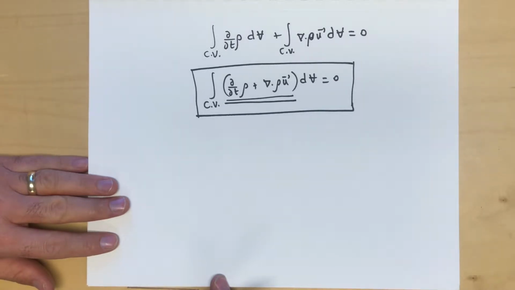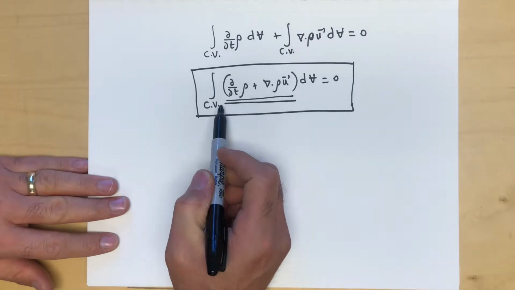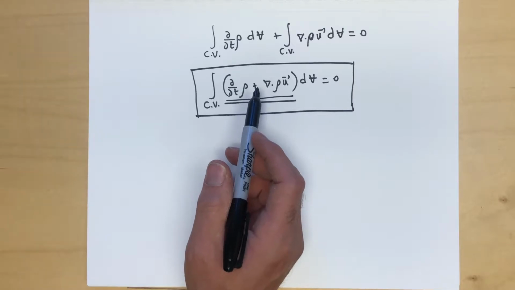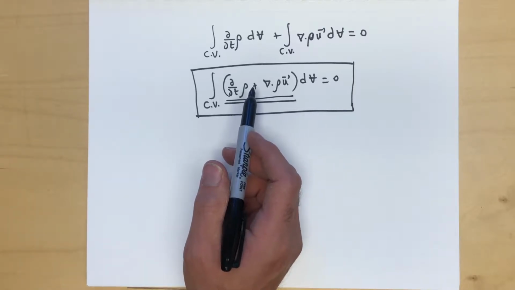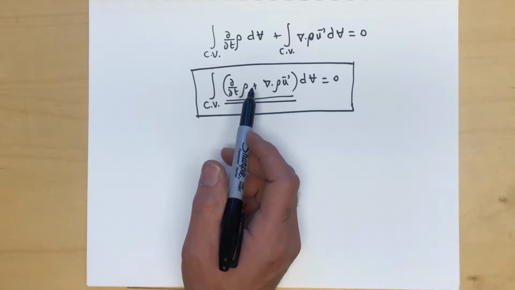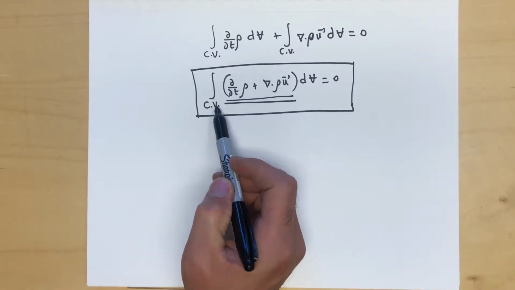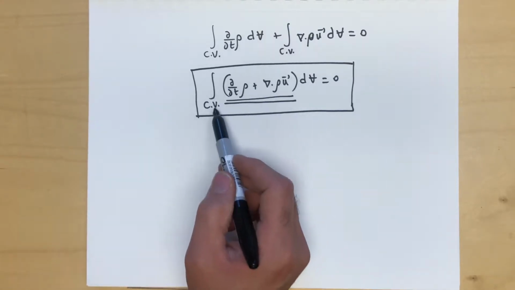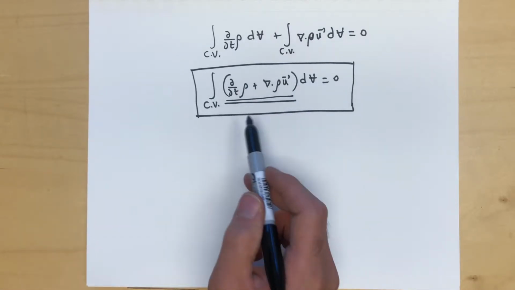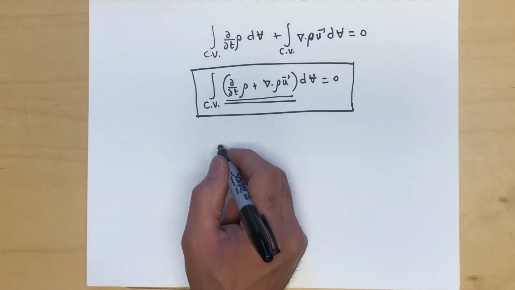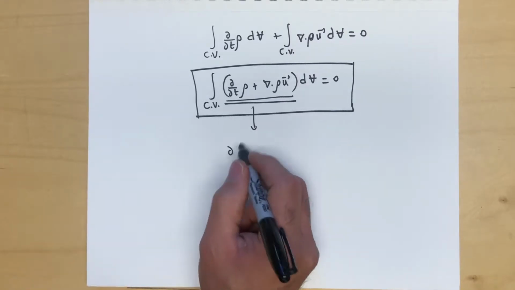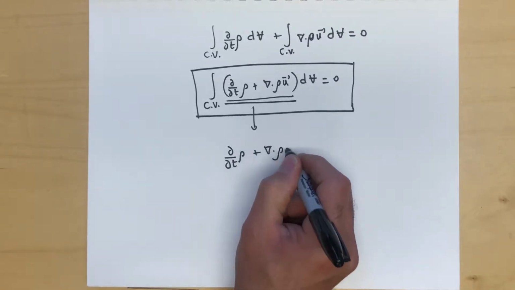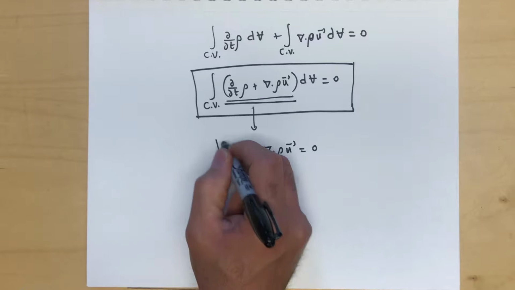Why can I make that claim? Well, remember when we selected our control volume, we didn't specify what the control volume looked like. Although, yes, we derived it for a rectangular control volume, that was just for the sake of illustration, but we could have derived it for an arbitrary control volume. And this will hold for an arbitrary control volume. Therefore, if this is true for any control volume, then the integrand must be identically equal to 0. And with one jump, you can go from the integral form to the differential form of the continuity equation: partial rho/partial t plus div rho u equals 0.